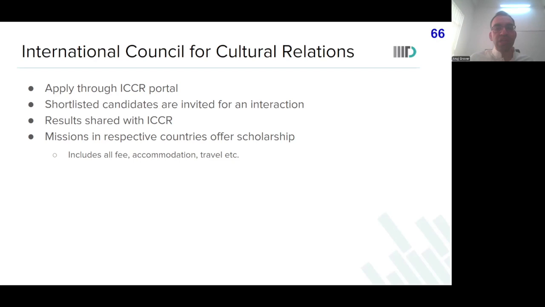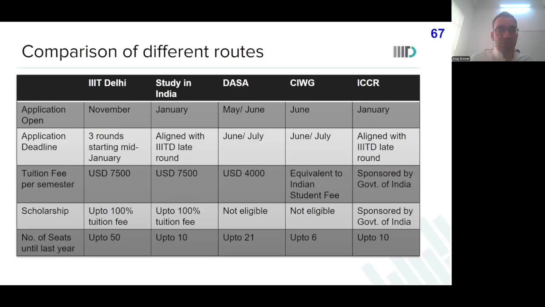A very quick comparison of the various routes of admission to IIIT Delhi. The IIIT Delhi direct process: the applications open in November. As I already mentioned, there are 3 rounds of admission starting mid-January, and the tuition fee per semester is $7,500 for the BTech students. There are scholarships of up to 100% of this tuition fee, and the number of seats is up to 50.